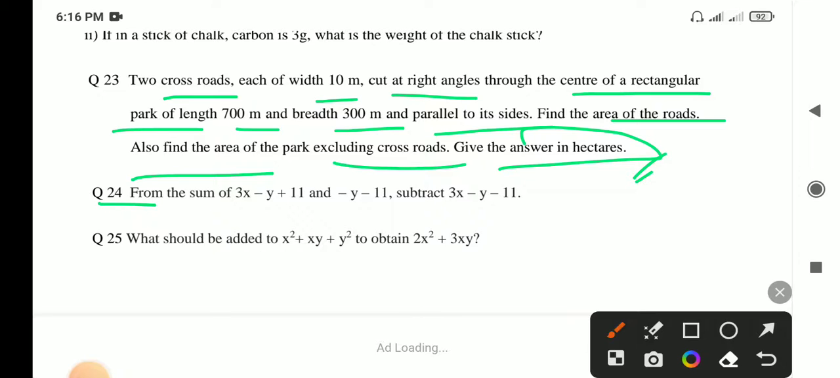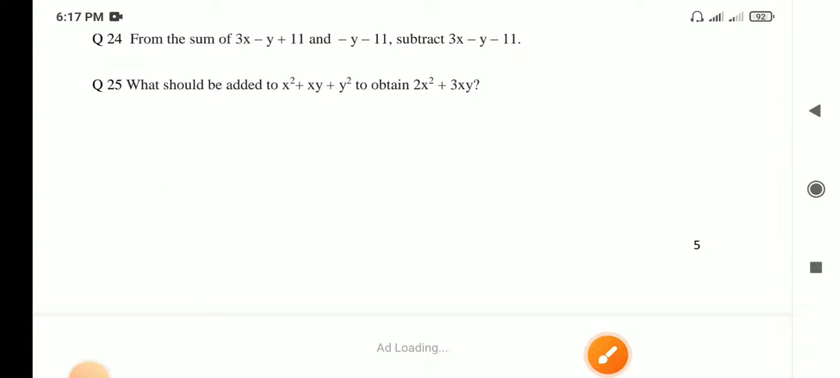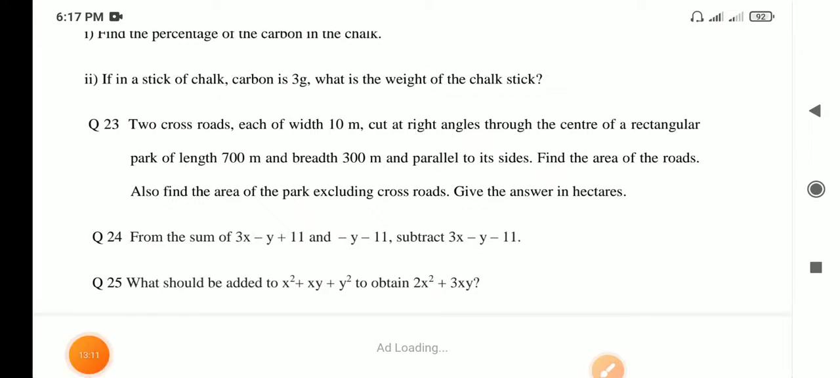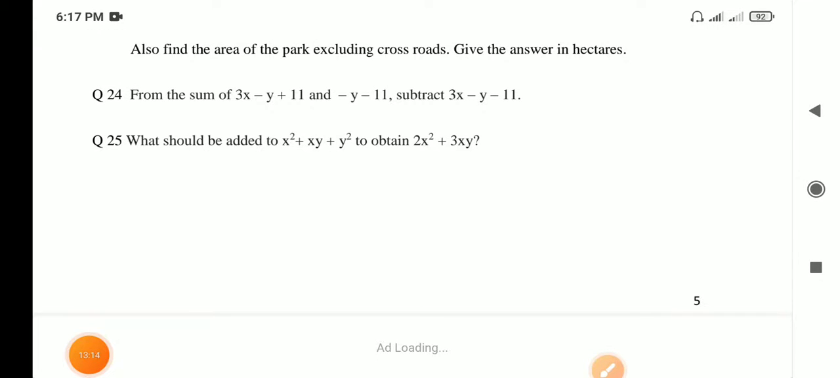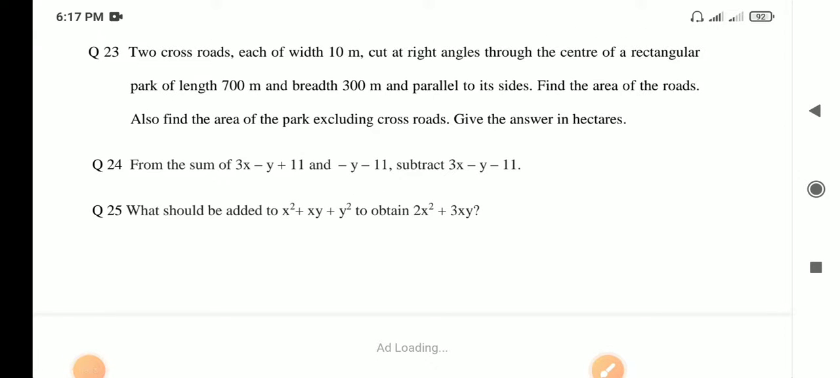Question 24, from the sum of 3x minus y plus 11 and minus y minus 11, subtract 3x minus y minus 11. Okay, question 25, what should be added to x square plus xy plus y square to obtain 2x square plus 3xy? Yes. Now question number 26. So this was the last question, question number 25.